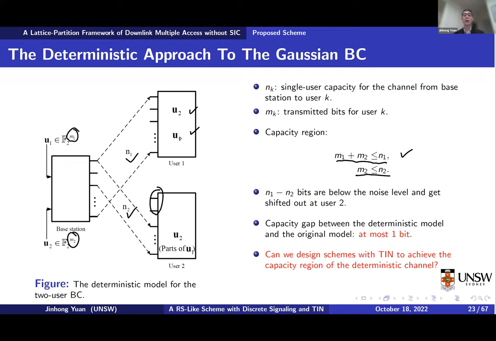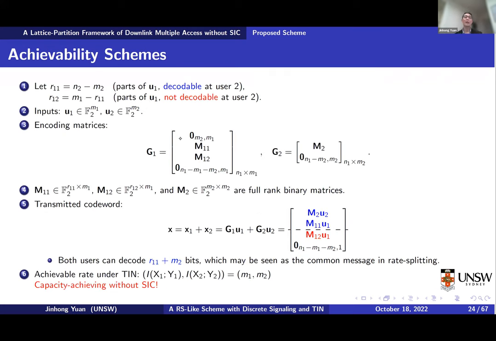But the question is, can we design a scheme without doing successive interference cancellation, or with only treating interference as noise, to achieve this capacity region for the deterministic channel model? So that is what we are going to do here. So let us assume user one's input message is M1 bits, binary bits. User two's input message is M2 bits. And we know the channel capacity for user one is N1, and for user two is N2.